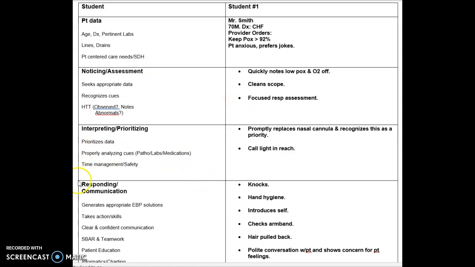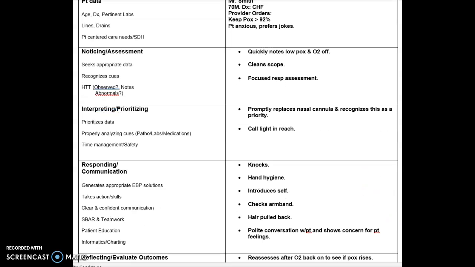One of the safety things noted was that they did put the call light in reach, which was a positive safety thing to note. Responding in communication, the student did knock. They did use hand hygiene, although it may not be clear in the video. They did introduce themselves and check the armband. Their hair was pulled back for professionalism. And they did try to have some polite conversation with the patient, and they did show concern for patient feelings.